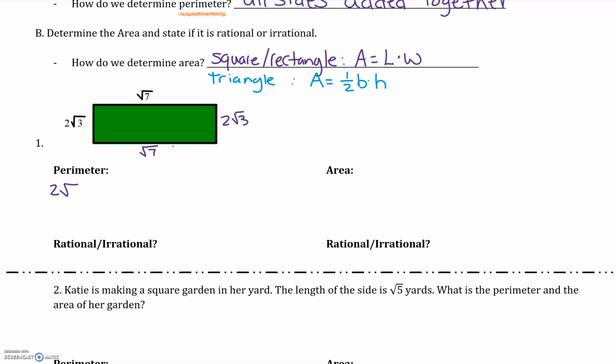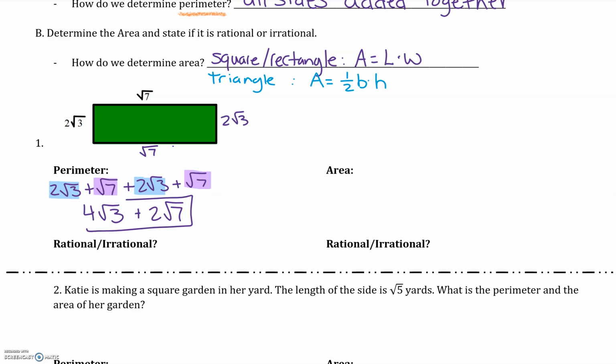So I've got 2 square root 3 plus the square root of 7 plus 2 square root 3 plus the square root of 7. And here all we're doing is we're finding the ones that are like each other based on their radicand. And then we're going to add them together. So 2 square roots of 3 plus 2 square roots of 3 is 4 square roots of 3. And the square root of 7 plus the square root of 7 is 2 square roots of 7. That would be the final answer. And none of those are perfect square roots. So that means that this is going to be irrational.